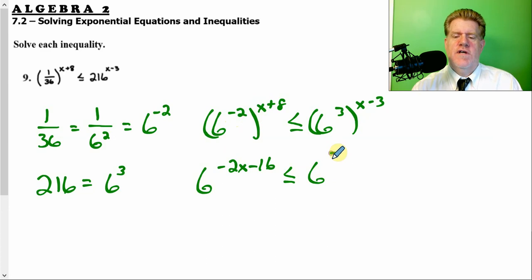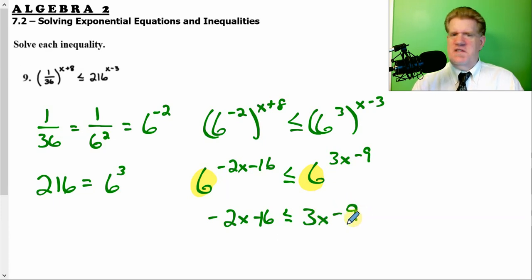And I got 3 times x and 3 times 3. Now that my bases are the same, I'm good to go. I just set the exponents, I was going to say equal to each other, but they're not equal. I set the first exponent to be less than the second exponent. Okay, it's just simple like that. And then you solve it like you would solve any other inequality.